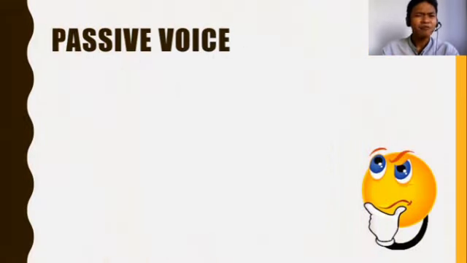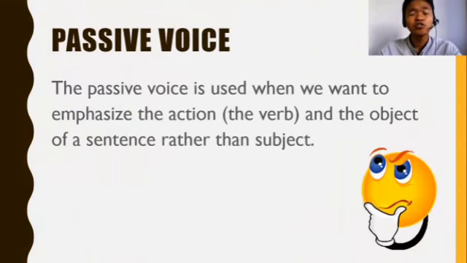Okay, let's find the definition of passive voice. The passive voice is used when we want to emphasize the action or the verb and the object of a sentence rather than the subject. From this definition, we can conclude that we are going to focus on the action of the verb, or the activity, and of course the object, rather than the subject. So we are not going to focus on who does this, but on the action or the verb and the object.